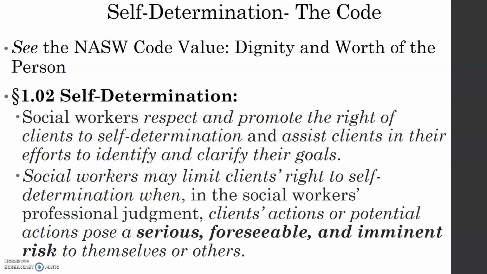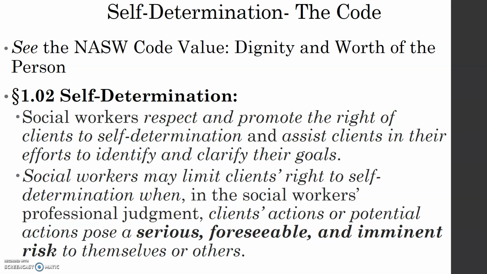Now, we're going to see this later, mentioning it here. There are times where you can limit a client's self-determination, but that's when the client's actions or potential actions pose a serious, foreseeable, and imminent risk to themselves or others. We've talked about that before. That's the Tarasoff decision. It is covered in detail in later chapters. But again, it's a very fine line you have to walk on what is truly foreseeable.